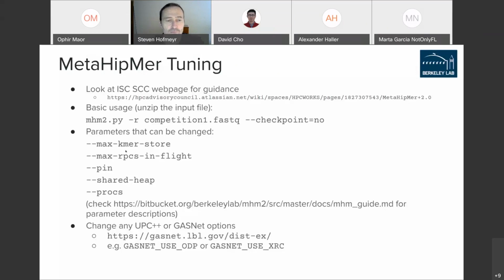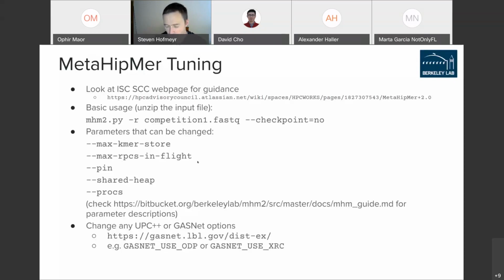And so we have some way of automatically tuning this. Normally you don't necessarily have to set it at all, but you can play around with increasing or decreasing the size of the K-mer store. It also depends on how much memory you have available. So typically, if you have more memory available, increasing the size of the K-mer store could potentially help. The next parameter is the maximum RPCs in flight.